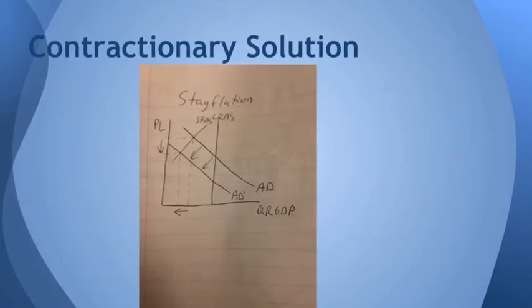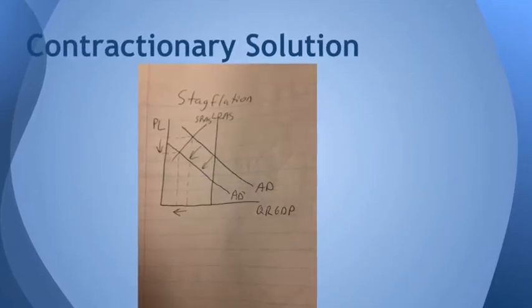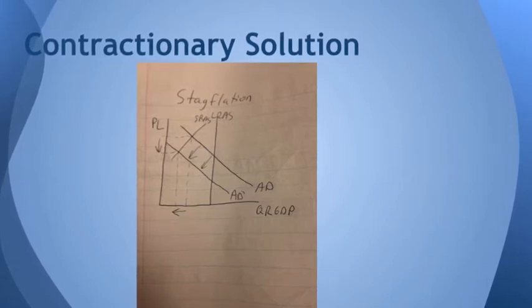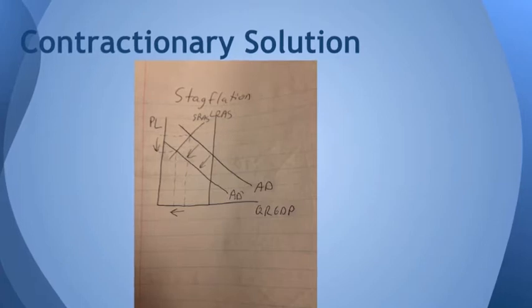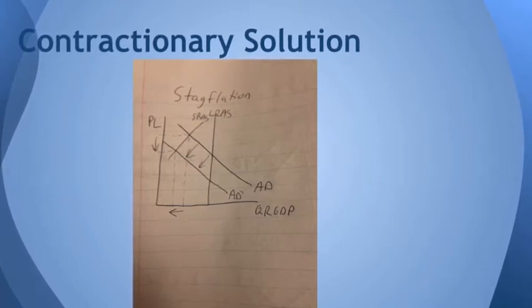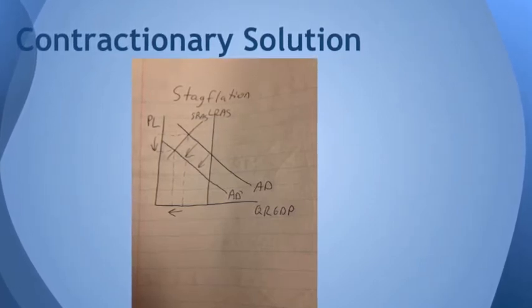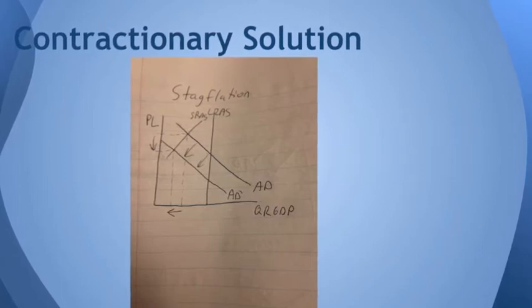The contractionary solution tends to be less popular for the reasons stated on the previous slide. However, if this is the approach chosen, AD would shift to the left by increasing taxes and/or decreasing government spending, which would result in lower price levels but a higher level of unemployment.